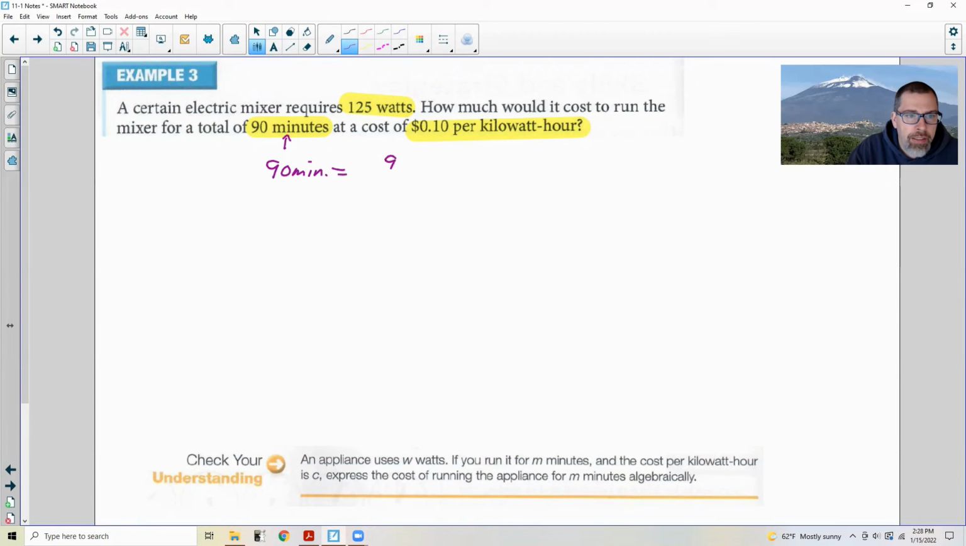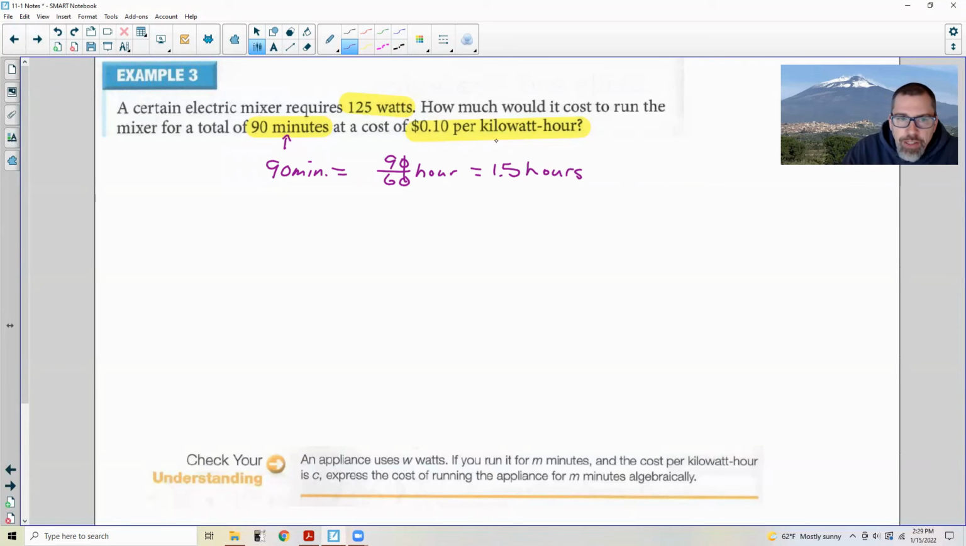equals 90 divided by 60. Actually, it'd be 90 sixtieths of an hour. Which equals, and 6 goes into 9 once, with a remainder of 3. 6 goes into 30 five times, so it's 1.5 hours. Just showing all my work here. It's obvious, 90 minutes is an hour and a half, 1.5 hours.